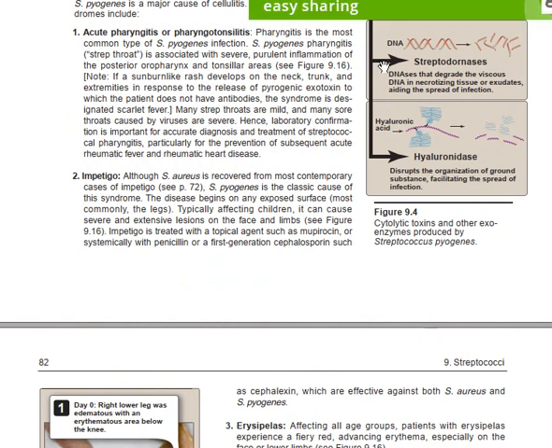The next is going to be streptodornase. Streptodornase is a DNase that is going to degrade the viscous DNA in necrotizing tissue or exudate, aiding in the spread of infection. Is it clear? So actually streptodornase is going to degrade the DNA.